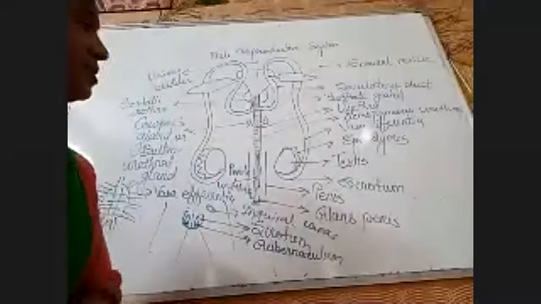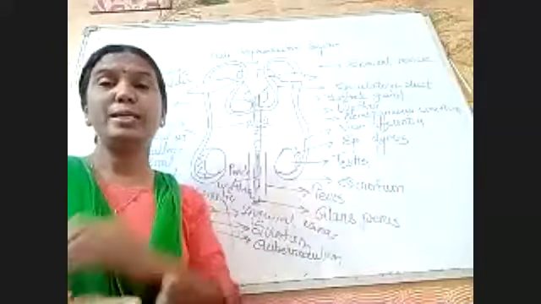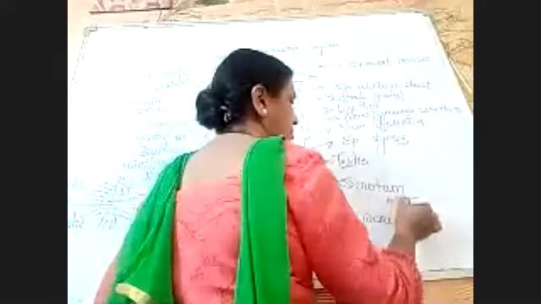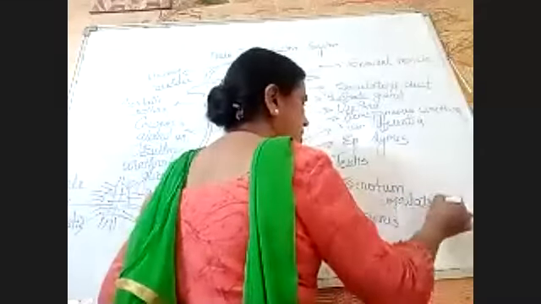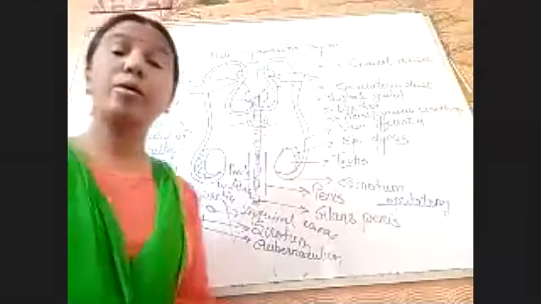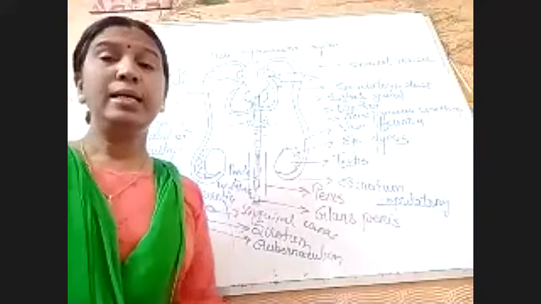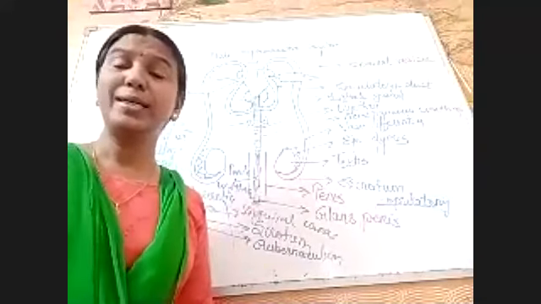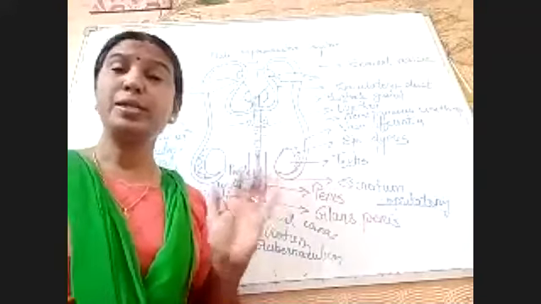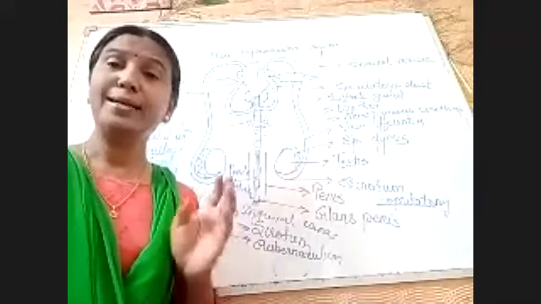Then what remains? The next part that remains is the penis. The penis is called the copulatory organ. It is a muscular organ present in front of the scrotum, and it contains many erectile tissues, because of which it is erectile. In general it is short, but during sexual arousal it will become erect and hard.